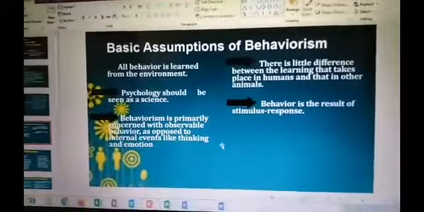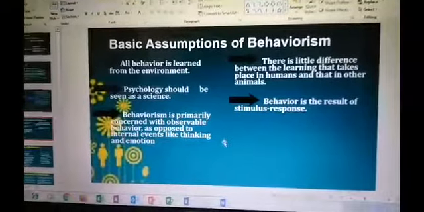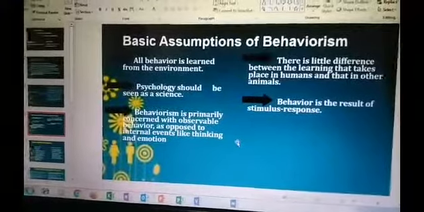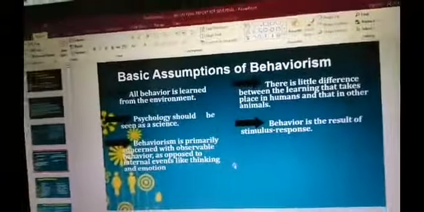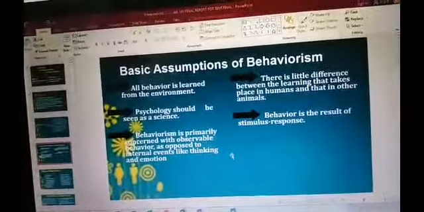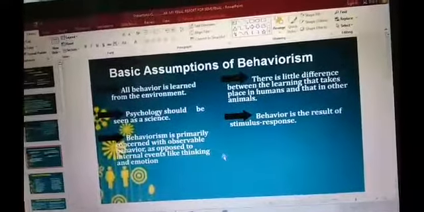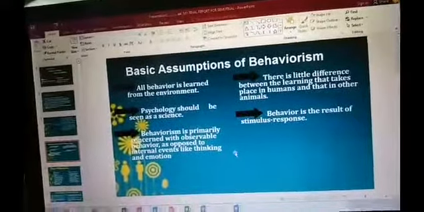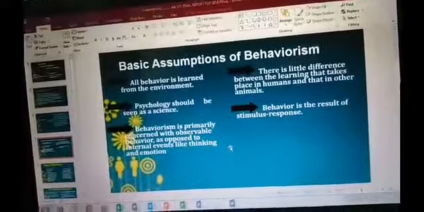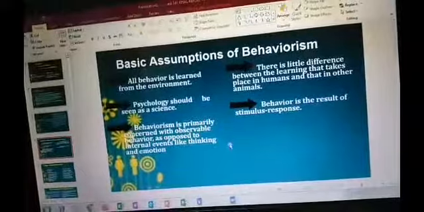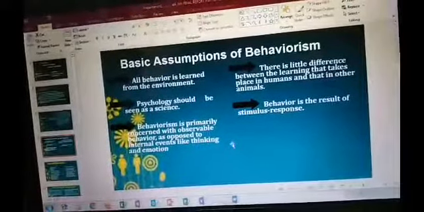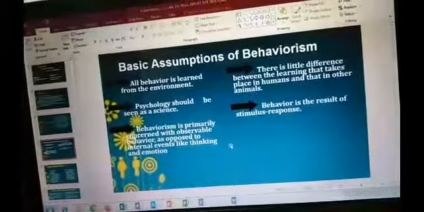There is little difference between the learning that takes place in humans and that in other animals, because for me there is no fundamental qualitative distinction between human and animal behavior. Therefore, research can be carried out on animals as well as humans, like comparative psychology. Consequently, rats and pigeons became the primary source of data for behaviorists, as their environments could be easily controlled.